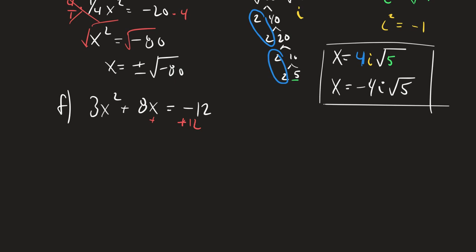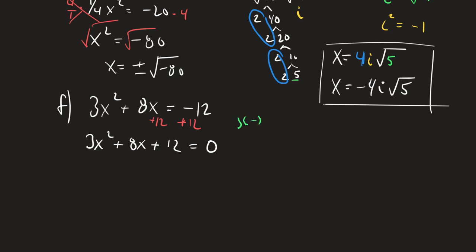So adding 12 to both sides. 3x squared plus 8x plus 12 equals 0. Now, if I could factor this, I would probably prefer to factor it. I don't want to do completing the square here because that 3 would get in the way, especially with the 3 interacting with the 8. But if I check real quick if it's factorable, my a times my c is 3 times 12, which is 36.